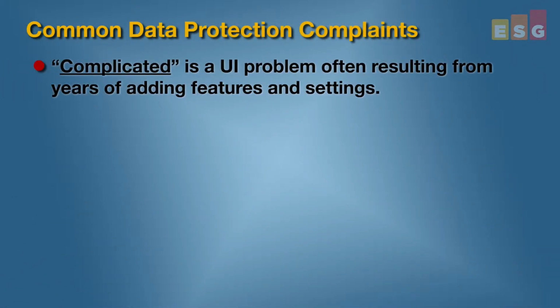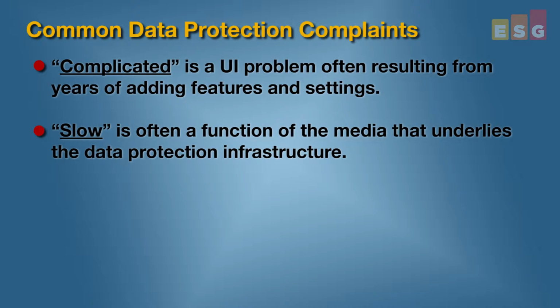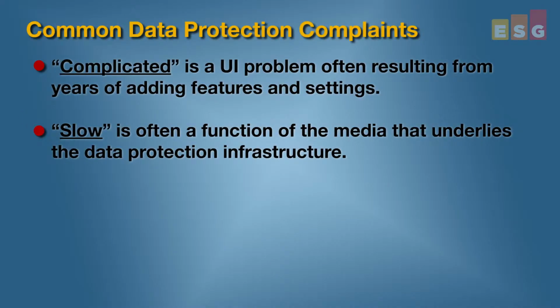Complicated is a UI problem, and it often comes from years and years of adding features and settings. And if your vendor has not done a facelift in the last 3 to 5 years, then yes, their UI is likely more complicated than some others. Slow is often a function of the media that underlies the data protection infrastructure. It isn't just a tape, cloud versus disk discussion, but how fast is your disk during restores versus how fast during backups? And is it pulling blocks from everywhere, or does it store data in a more optimized restore pass?